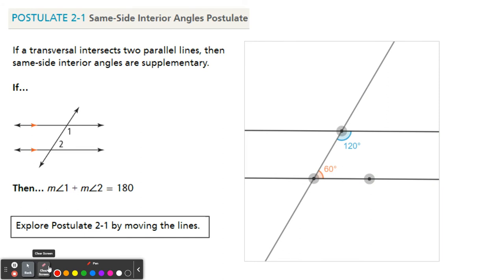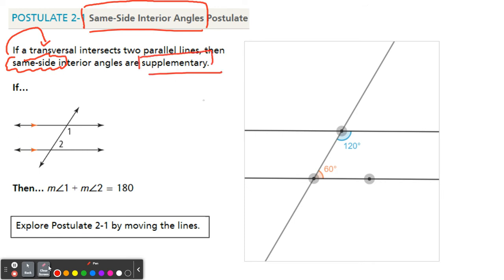All right, next, the same side interior angles postulate. So the same side interior angles is another type of special angles. Here it says if a transversal intersects two parallel lines, then your same side interior angles, and when we say same side, we mean same side of the transversal, are going to be supplementary. We abbreviate these SSINT, same side interior.